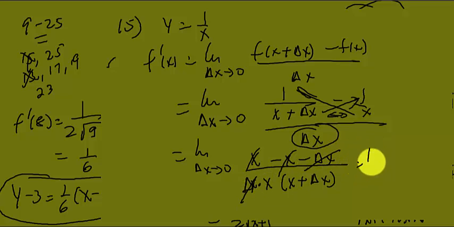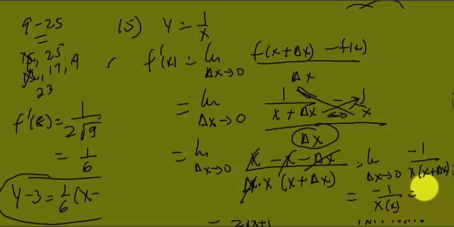So I have a limit as delta x goes to 0 of negative 1 over x times x plus delta x. Now we do calculus. What do I do? Plug it in. How hard is calculus? X times x, which is negative 1 over x squared. That. Okay, 17.